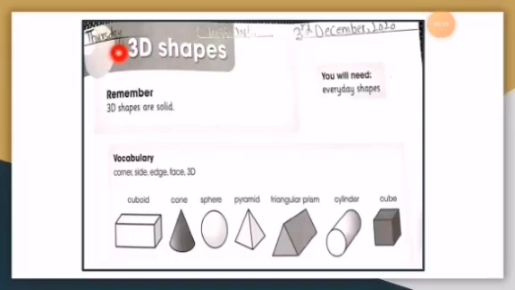Yes, first of all, you will draw the 3 small lines, and on the first line you will put the day, in the center line you will put classwork, and on the third line you will put the date. And you remember that 3D shapes are solid shapes. Look at these shapes. Here are some 3D shapes. Let's read the names: cuboid, cone, sphere, pyramid, triangular prism, cylinder and cube. These are all 3D shapes.